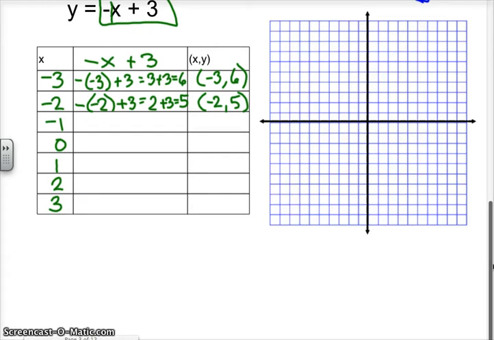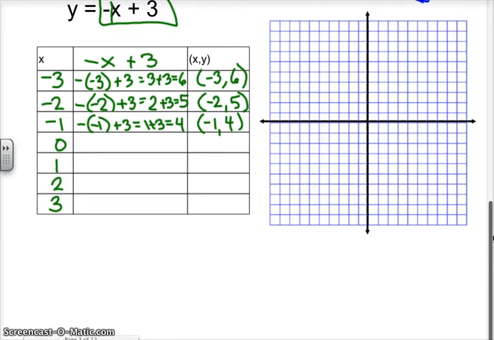Okay, negative a negative 1 plus 3. Well, a negative negative 1 turns into positive 1. So this is 1 plus 3, which is 4. And I have the point negative 1, 4. I'll give you a second to catch up.